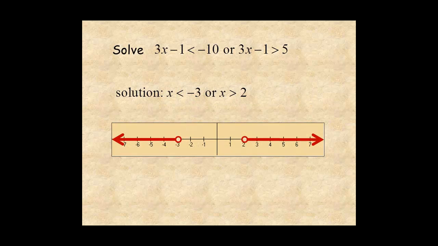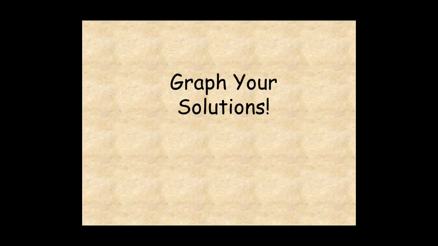Remember, when you write the solution to a disjunction, the left-hand inequality must be less than, and the right-hand inequality greater than. The number on the left must be smaller than the number on the right. It's important to graph your solutions to verify that they make sense.